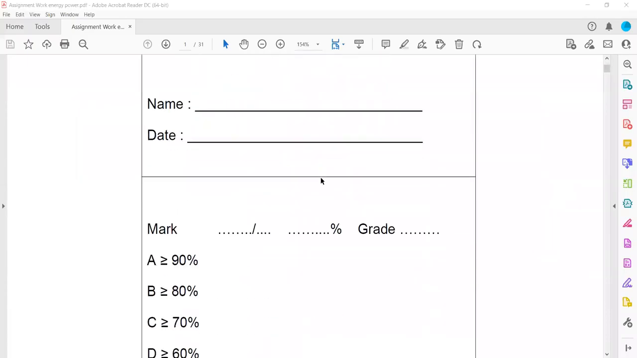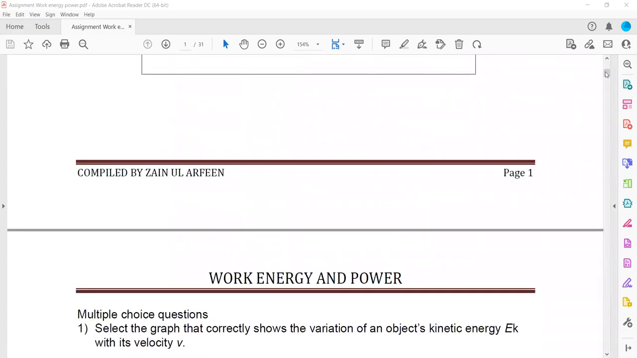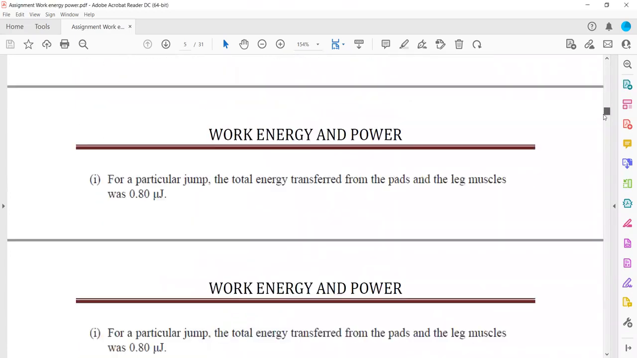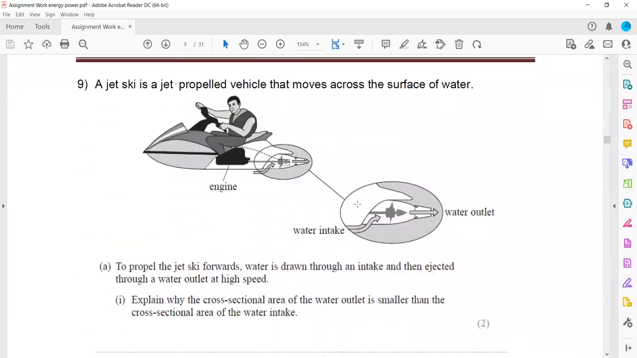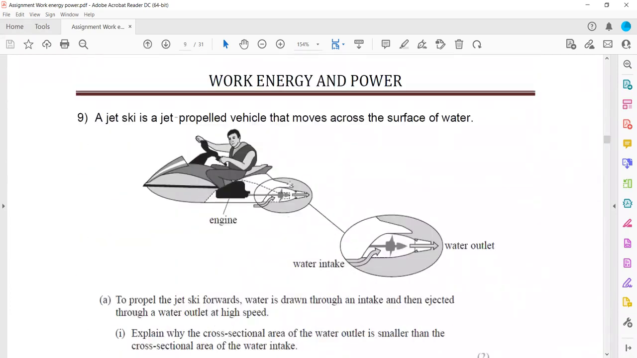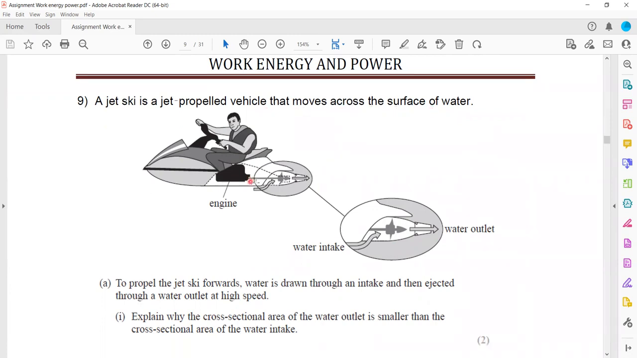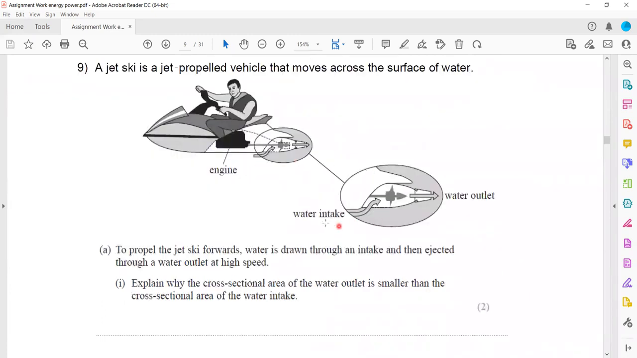So the work, energy and power assignment is being solved from question 9. In question 9, a jet ski is a jet propelled vehicle, meaning water will come out of it, that moves across the surface of the water. So this is moving across the surface of water. It takes in water and then there will be a water outlet.